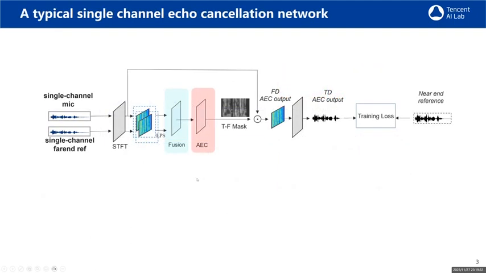A typical single-channel echo cancellation network is based on the input single-channel microphone and single-channel far-end reference. By taking the short-time Fourier transform, we can compute features like a log power spectrum. By doing the feature fusion, we send the feature embedding to the AEC layers, and finally we try to estimate a time-frequency domain mask. It can be either a real mask or a complex mask. That mask is multiplied with the input microphone signal to reconstruct the near-end signal.